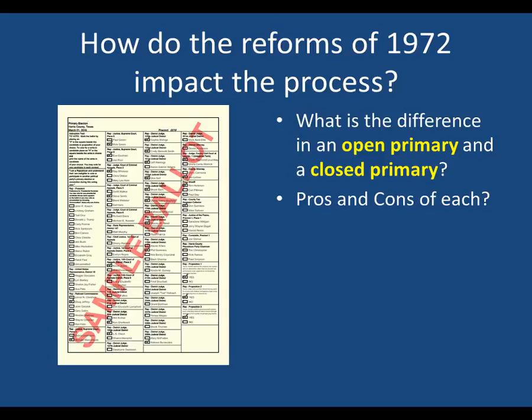Perfect. If you live in a closed primary state and you register as an independent, you're not allowed to vote in a primary. Are you serious? Well, because you haven't registered with the party. Primaries are a tool of the party. So if you haven't chosen a party, then you're not contributing to that party. So not fair. Well, you live in an open primary state, so you don't have to worry.